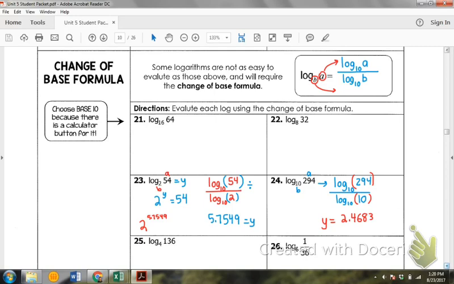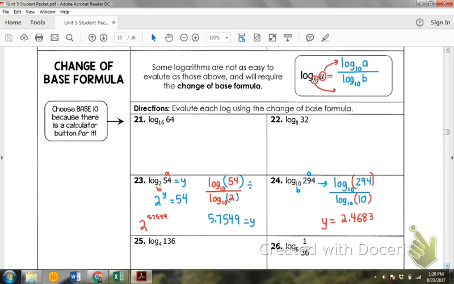I'm getting 2.4683. Is that what you guys are getting? And if we checked in your calculator, do this: 10 raised to the 2.4683. 293.96. Yeah, 293.96, and we needed it to be what? 294. So we're pretty darn close, right? We rounded, which is why it's not exact. Okay. All right, so this is how you do change of base.